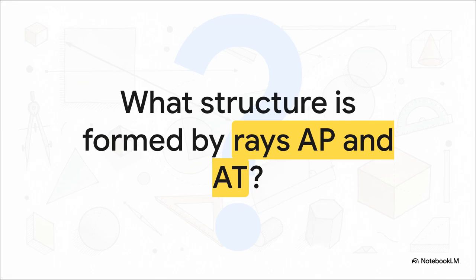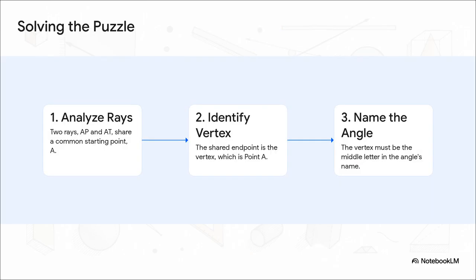Imagine 3 points plotted on a graph. Now, what happens if we draw 2 rays? One that starts at point A and goes through point P, and another that also starts at point A and goes through point T. What did we just create? The big clue here is right in the notation. Ray AP and ray AT. Notice what they have in common? They both start at point A. And if you remember our definition, when 2 rays share a common endpoint, they form an angle. And that shared point, A, becomes our vertex.